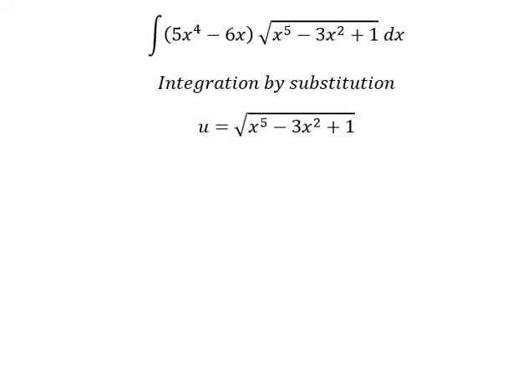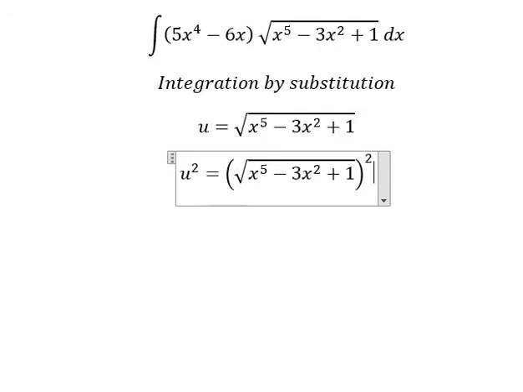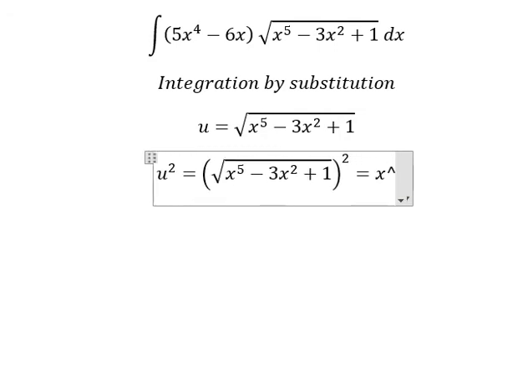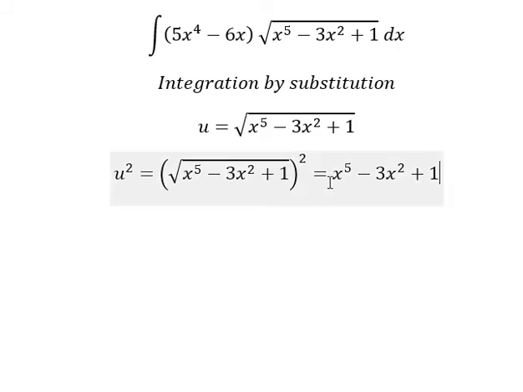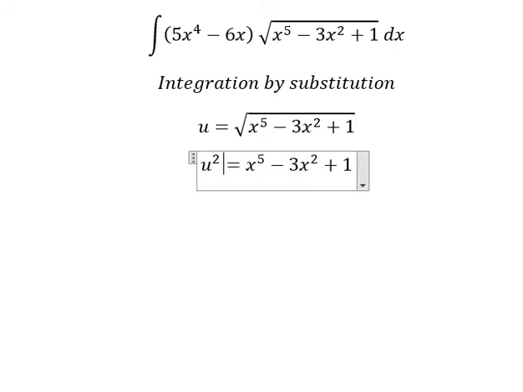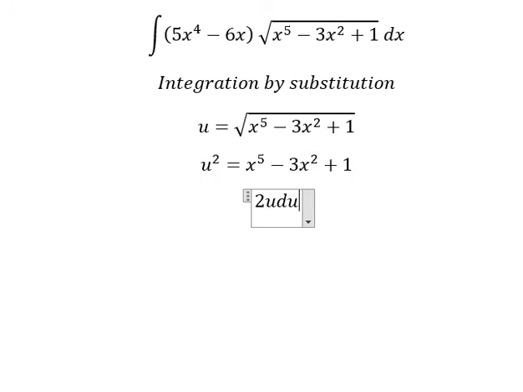Next, we put the square for both sides to cancel the square root, and we have s to the power of 5 minus 3s squared plus 1. Now, we need to do the first derivative for both sides. So we have the first derivative of u squared, you have 2u du.